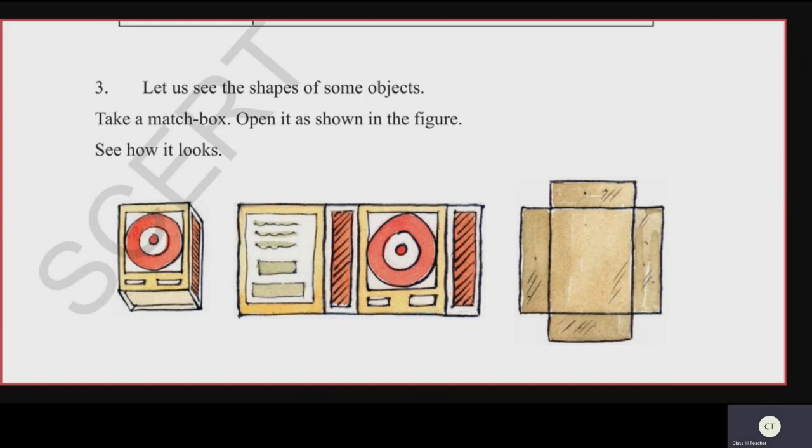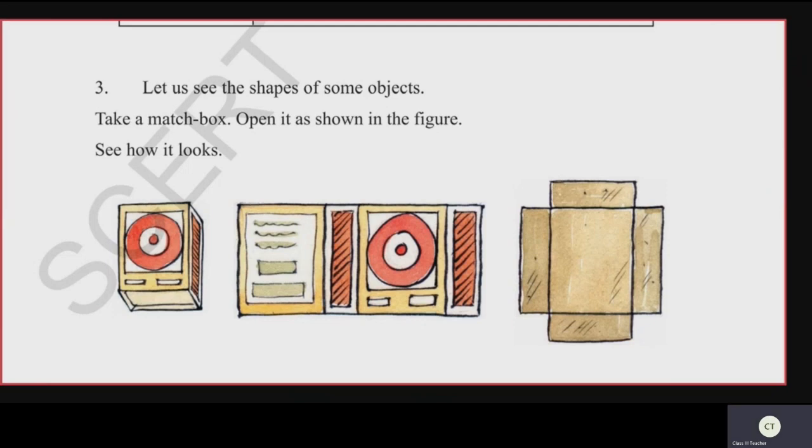Okay, you are staying at home only. Now you can do this activity on your own in the presence of your parents. Ask your mother to give one matchbox. First tell her to remove the matchsticks from the matchbox, and then look at the figure and open it.